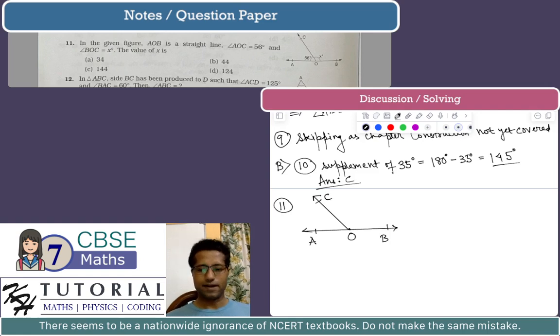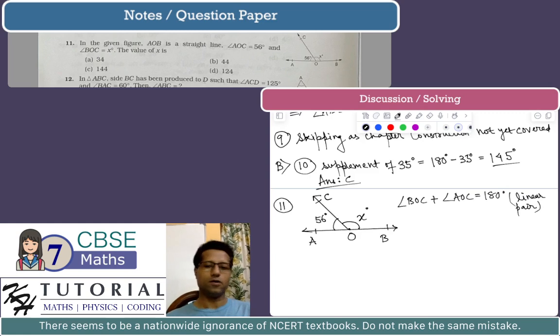At the point O, this angle is marked as x degree, and this angle is given to be 56 degree. Then the value of x is, we can clearly see that angle BOC plus angle AOC will be equal to 180 degree. Why? Because they are a linear pair of angles formed on the same side of the straight line AB at the point O.